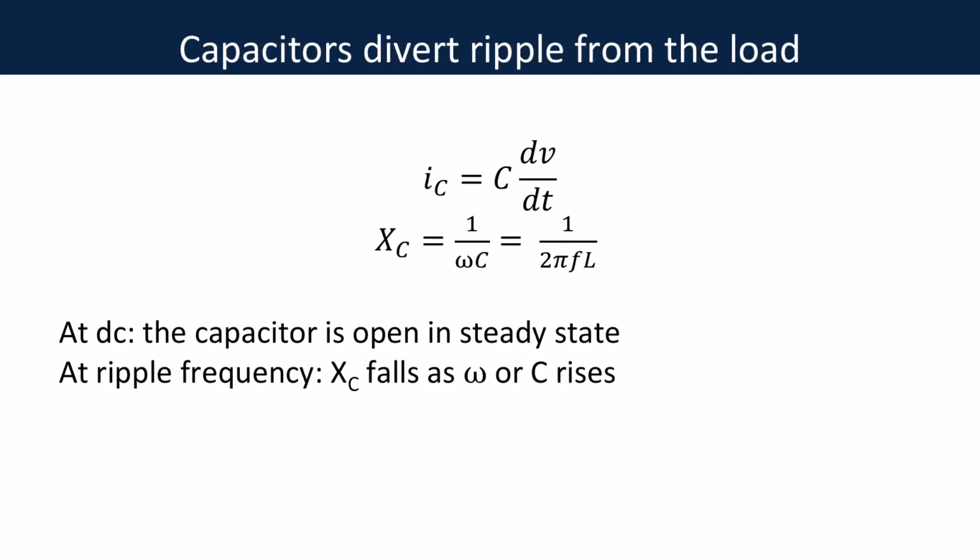A capacitor carries current whenever its voltage changes. Its reactance is 1 divided by omega C, so the reactance becomes smaller as frequency or capacitance increases. A shunt capacitor therefore provides a low impedance route for ripple current while behaving as an open circuit to DC in steady state. It also stores charge and supplies the load while the rectifier voltage is falling. The inductor and capacitor are complementary. The series inductor impedes ripple current, while the shunt capacitor diverts the remaining ripple away from the load.